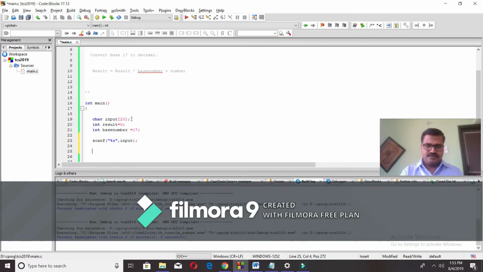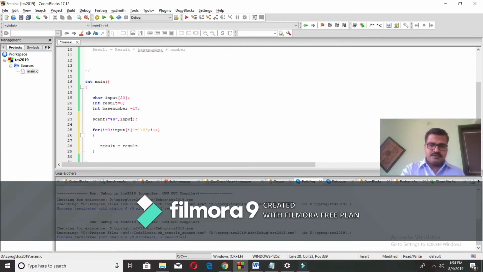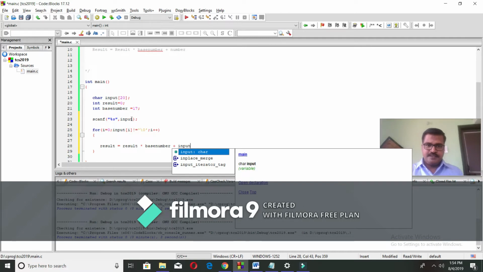I have taken the input from the user, and for each character, that is each number, I want to do some operation. So for i = 0, input of i is not equal to '\0', navigating the string from start to end. Here is where I want to use the formula: result is equal to result into base number plus number. This number will be the number from the input string, that is input[i].